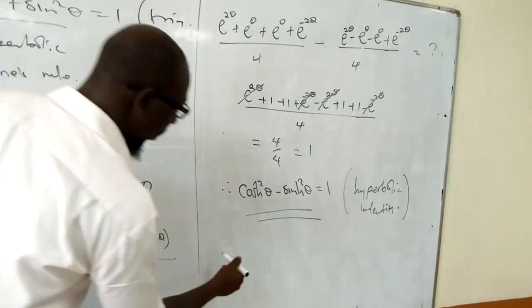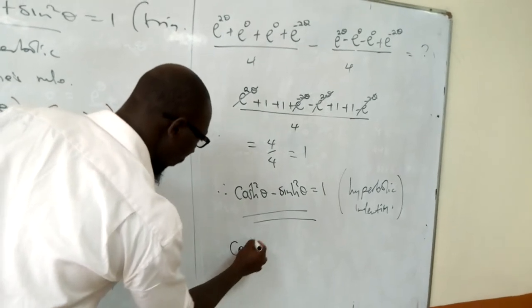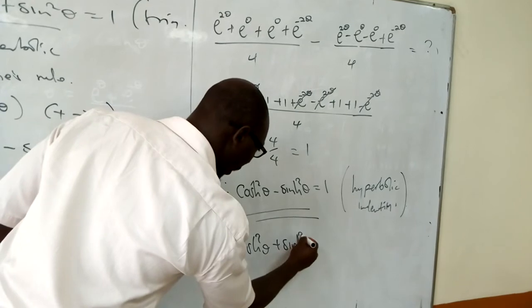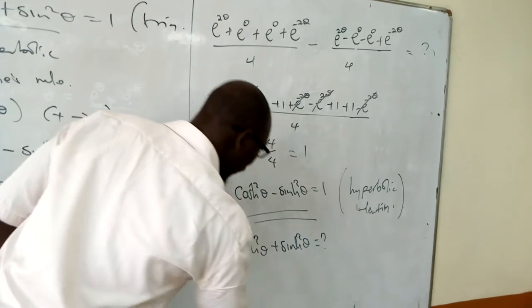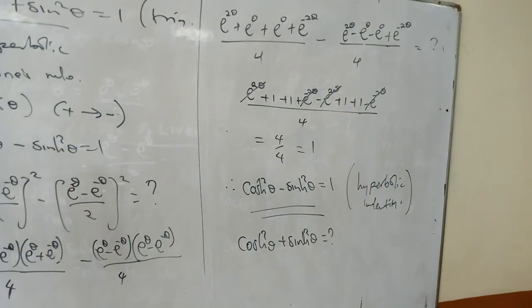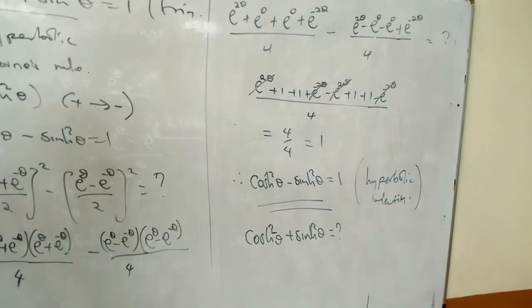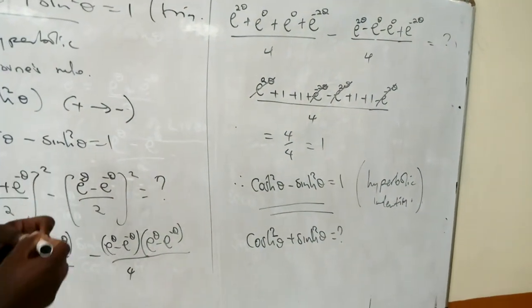You can practice with what is cosine squared theta plus sec squared theta as in trigonometry. What is this? You can practice with this one by expanding the exponentials, then you do the multiplications.